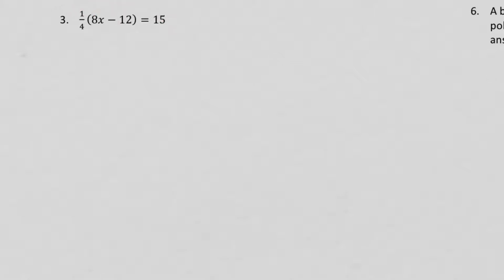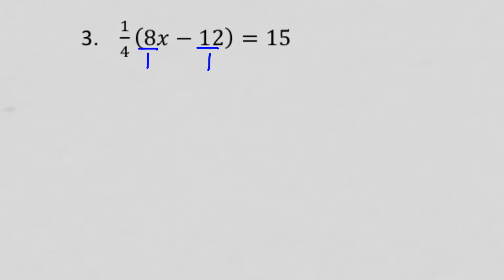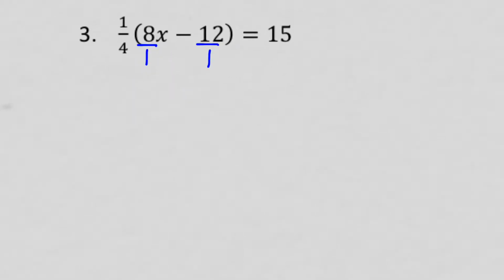Okay, so 1/4 times 8x. Actually, since I'm going to be multiplying, this is 1/4 times that, 1/4 times that. I'm going to make both of these fractions by putting a 1 under them. It's going to make it a little easier for me to figure out what the answer is, because when I multiply, I know that it's numerator times numerator, denominator times denominator.